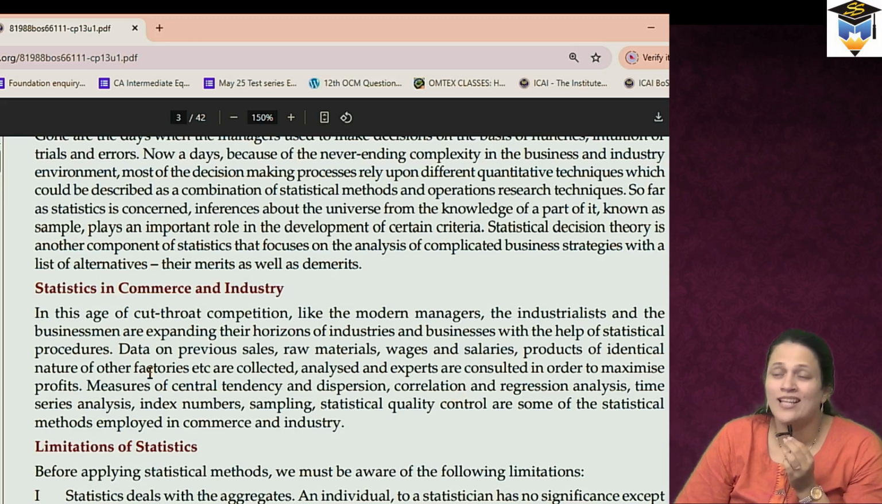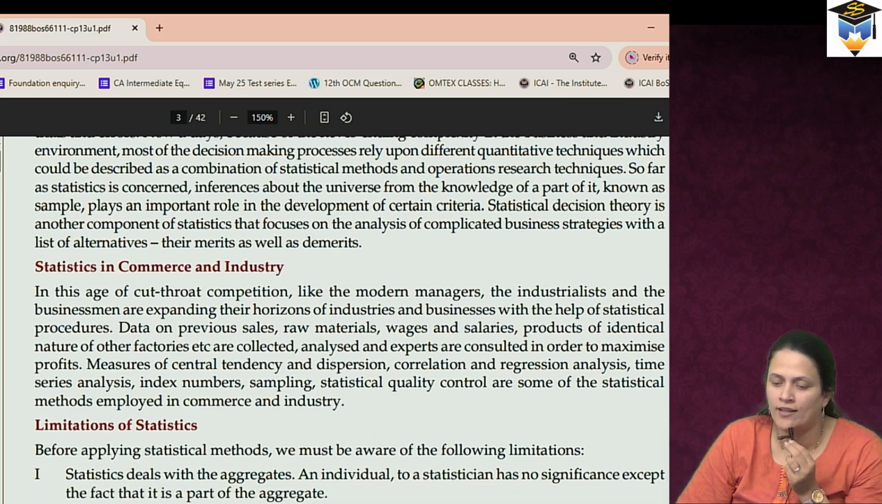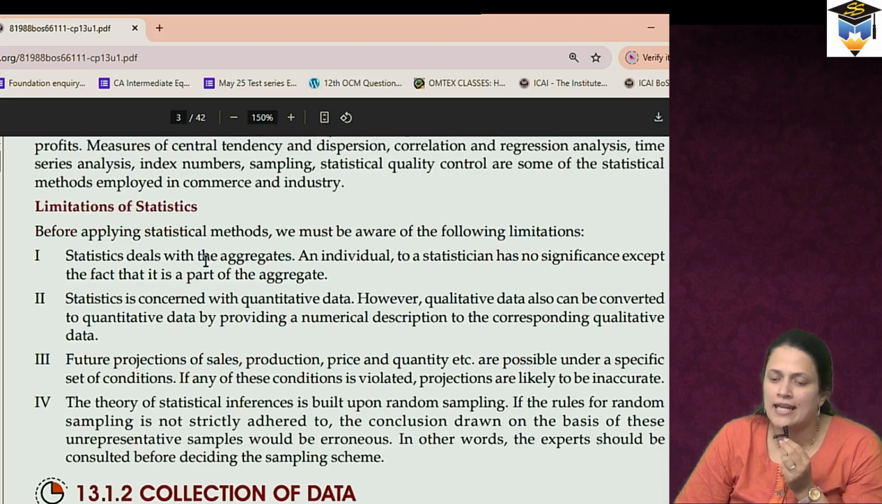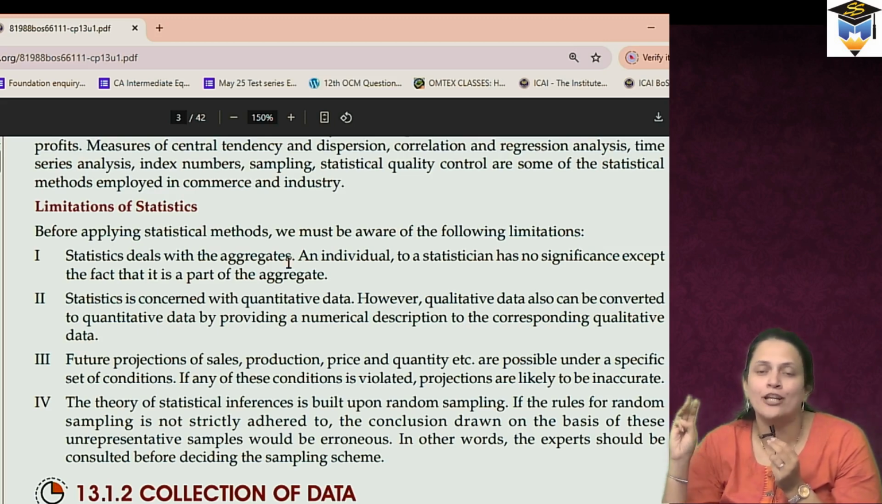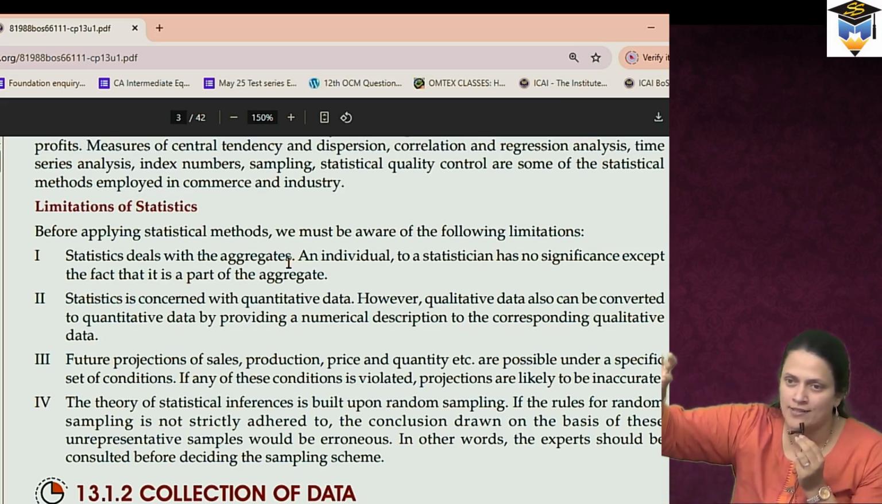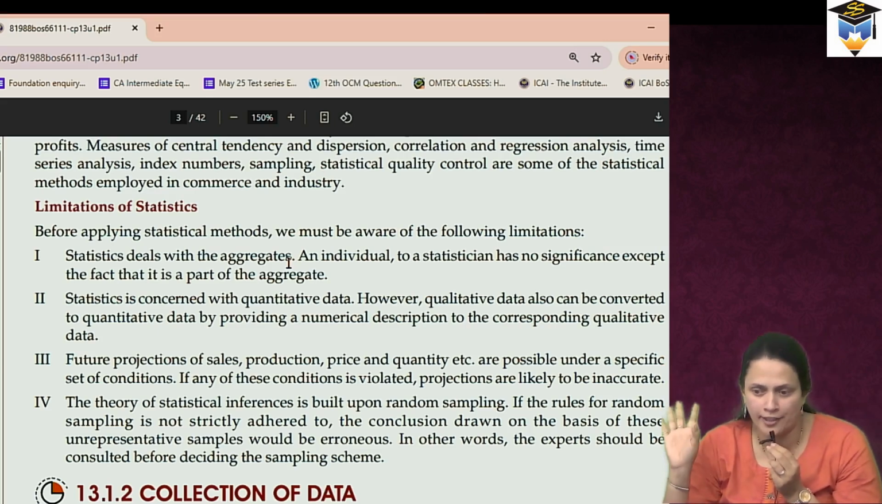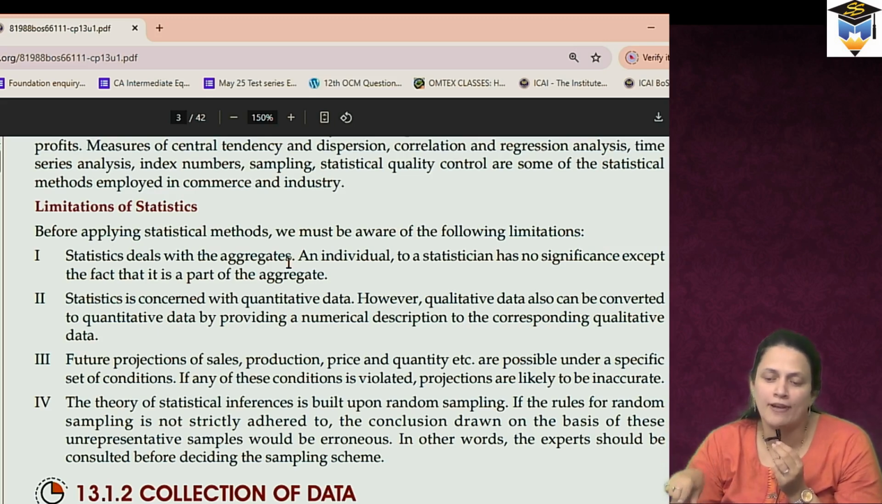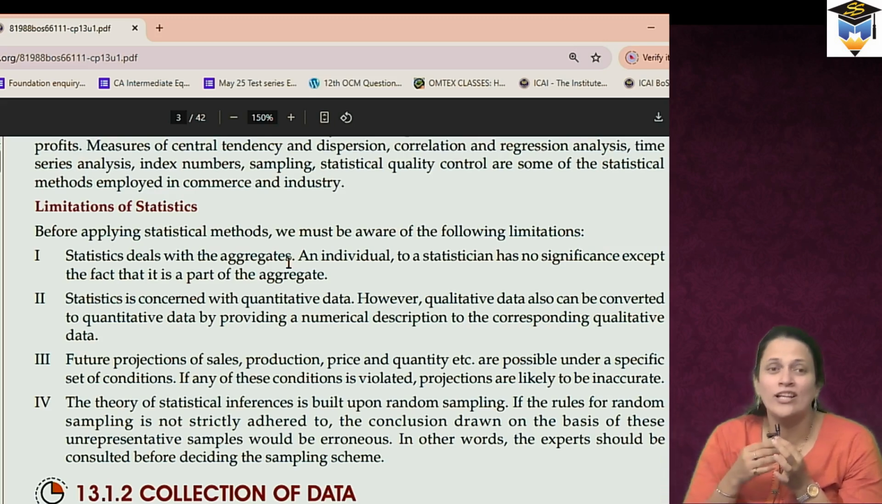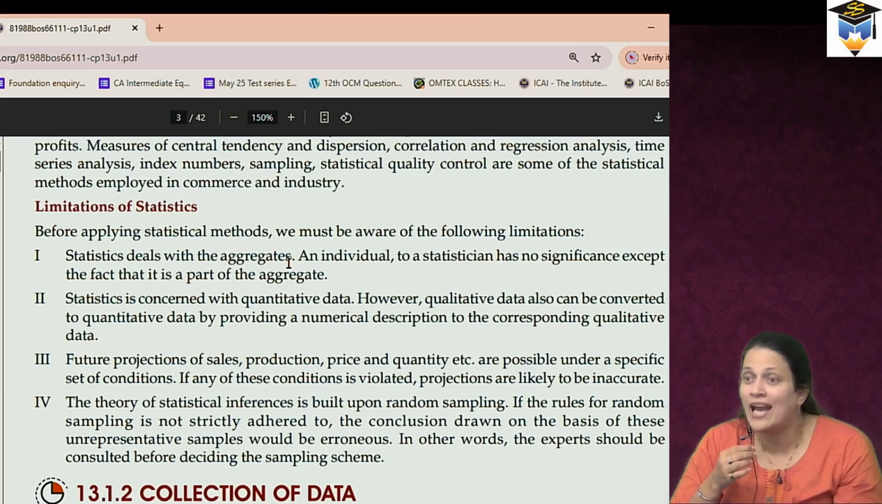Okay. Now there are a few limitations of statistics as well. Statistics deals with aggregates. Do you know what an aggregate or average is? If I want to find out the mark average of 3 students, I will add all the 3 marks and divide by how many? 3, because there are 3 students. In this way I'll get the average or aggregate. An individual to a statistician has no significance except the fact that it is a part of the aggregate. So individual values are not important. Aggregate values are taken to analyze.